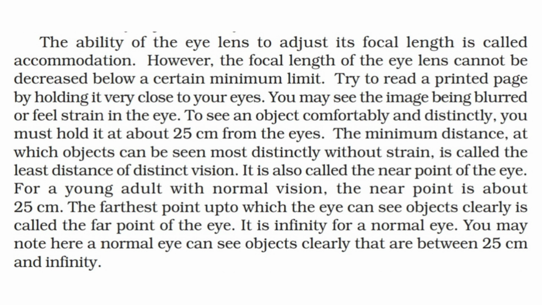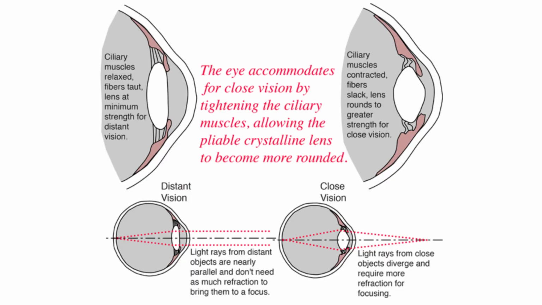For a young adult with normal vision, the near point is about 25 centimeters and the far point is infinity. The farthest point up to which the eye can see objects clearly is called the far point of the eye. It is infinity for a normal eye. You may note that a normal eye can see objects clearly between 25 centimeters and infinity.